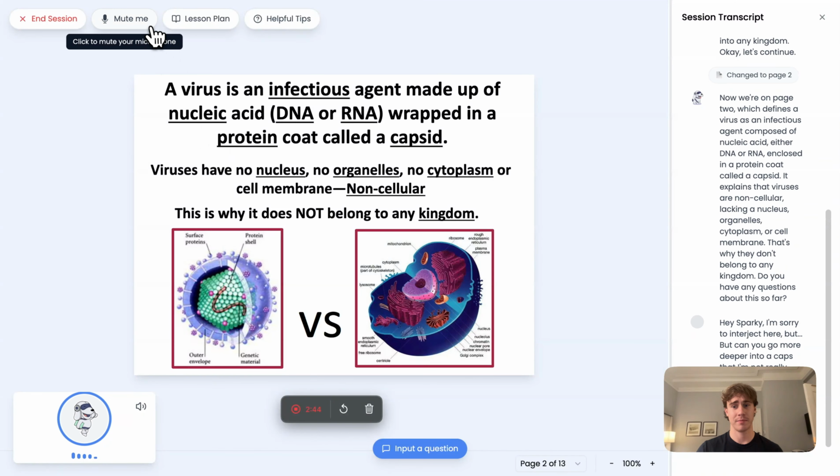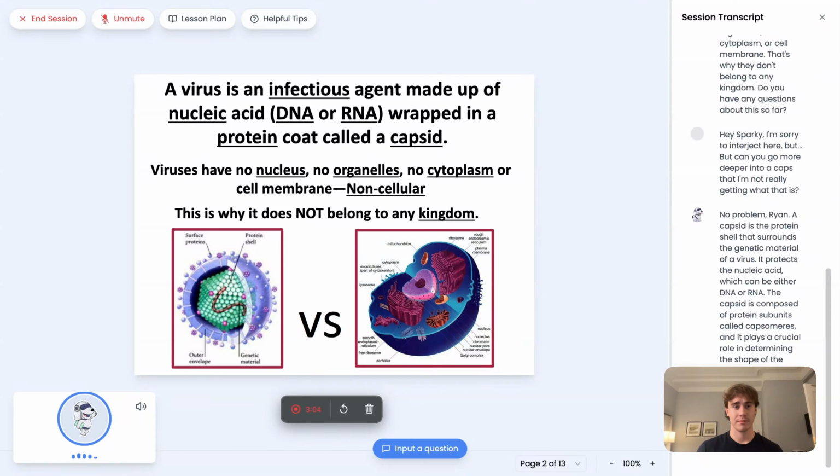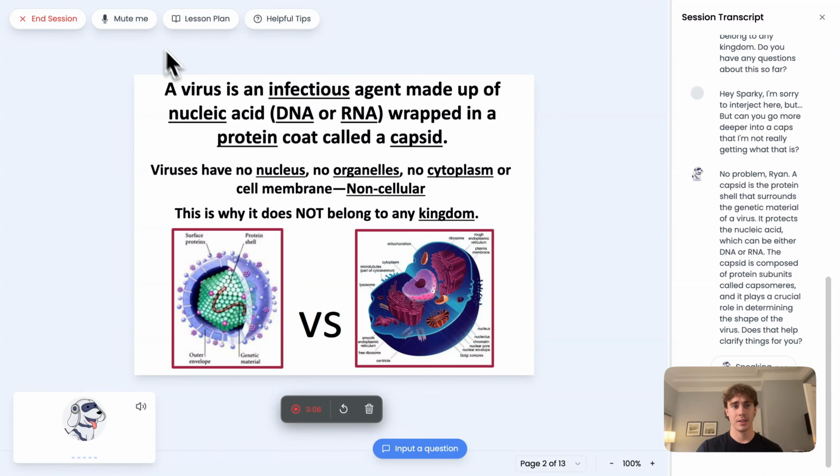No problem, Ryan. A capsid is the protein shell that surrounds the genetic material of a virus. It protects the nucleic acid, which can be either DNA or RNA. The capsid is composed of protein subunits called capsomeres, and it plays a crucial role in determining the shape of the virus. Does that help clarify things for you? Yeah, 100%. Can you show me a quiz question just so I can make sure that I understand what that capsid means?